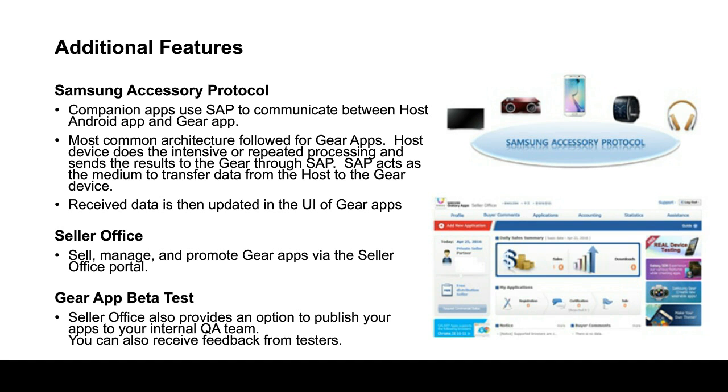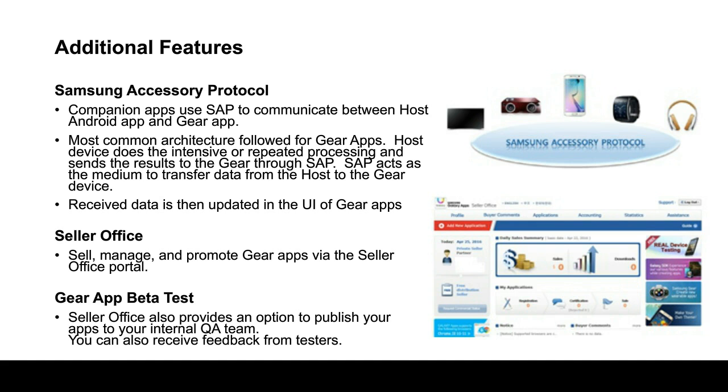In some cases, the host device can be used to do intensive functionalities or repeated processing, and then it can send the information back to Gear, and that information can be displayed in your Gear application. This is a very typical use case used in companion applications.